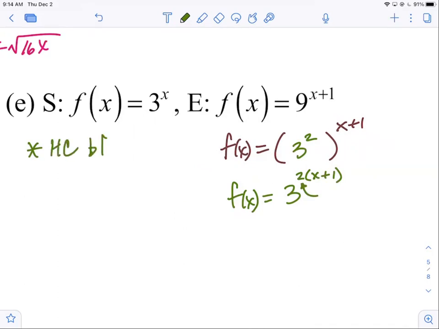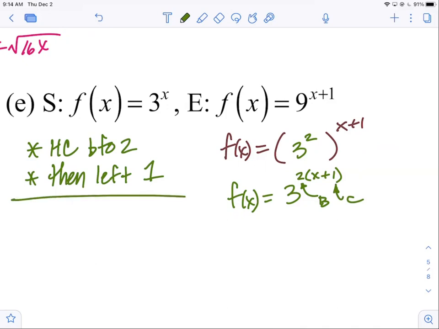Horizontally compress it by a factor of 2. But then I have another one to do after that. Then, right? Then left 1. Yeah. Good. So I have to do 2 different things. Now, is there another way to do it?